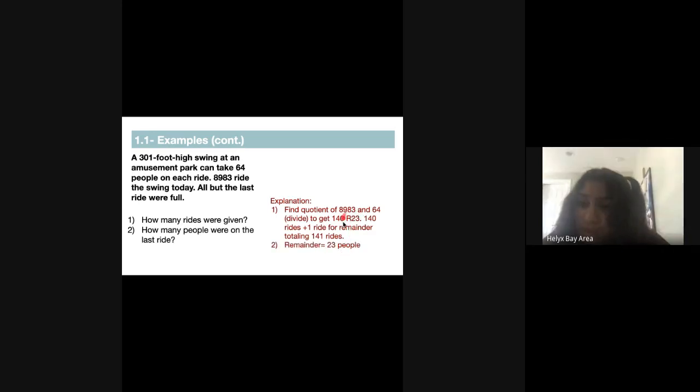Because the remainder is 23, that means that there were 23 people on the last ride, which answers our second question right here. So these two are the solutions, that there were a total of 141 rides, and on the last ride there were 23 people.